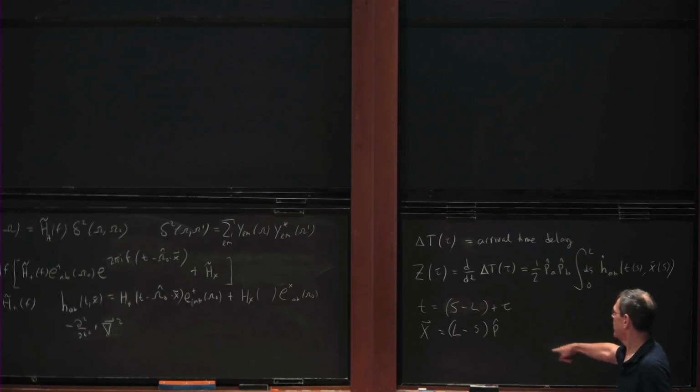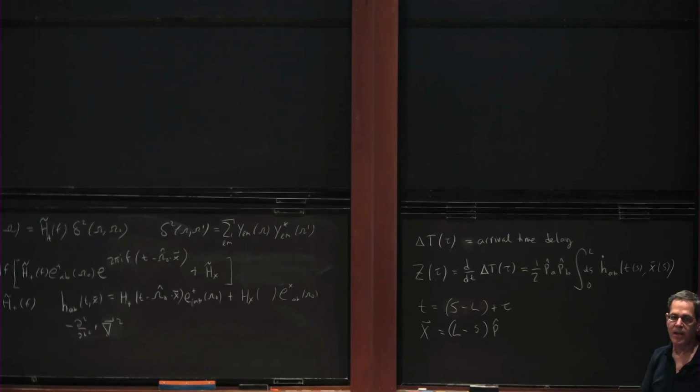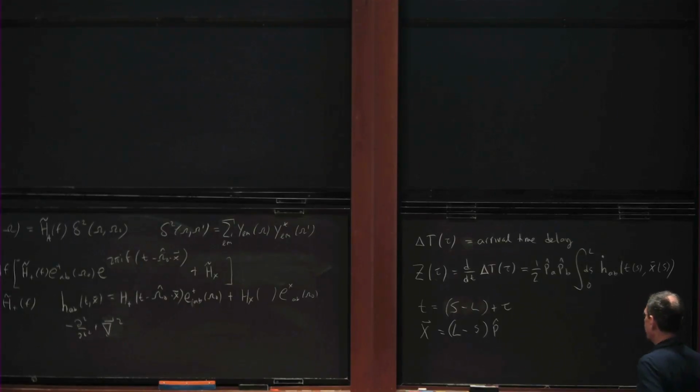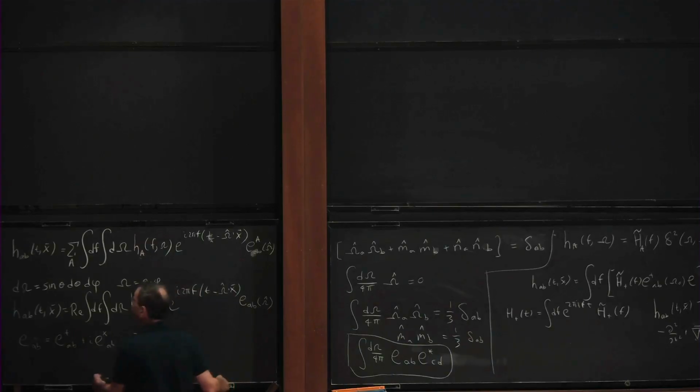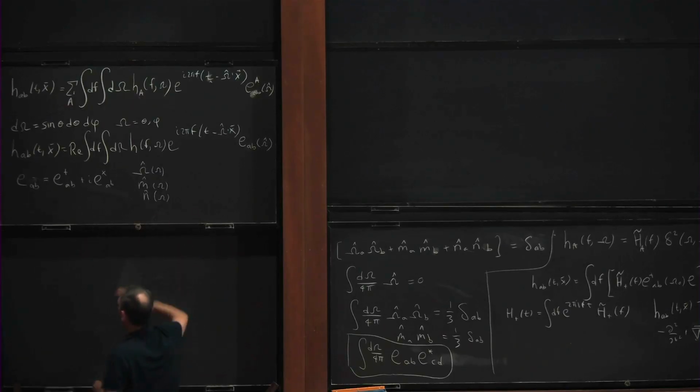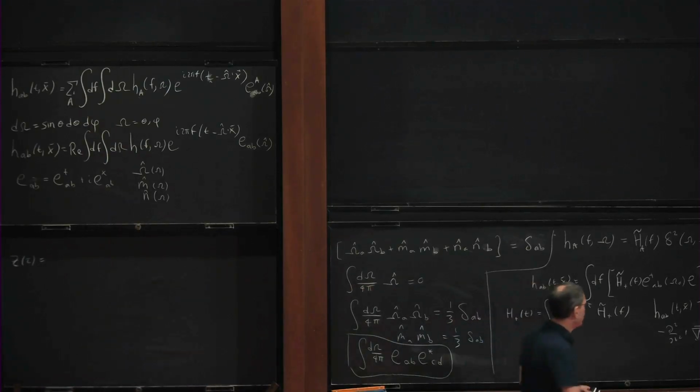So those equations and that picture are a complete description of how the gravitational waves affect the arrival time of pulses. And let's just evaluate this. I'm going to do it for the plane wave that I wrote here. And then we're going to do it also for the somewhat more general form up there and talk about that. So z of tau. Let's use this form.